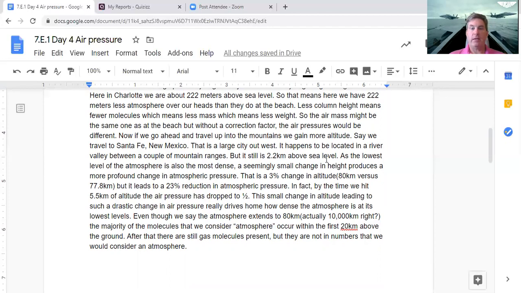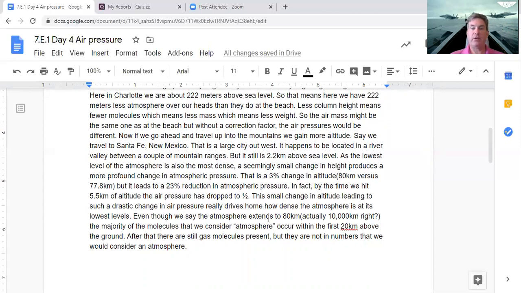So 80 kilometers is the whole thing. But by the time we go 5.5 kilometers into it, say 6% or 7% up the column, we've lost half our air pressure. This small change in altitude leading to such a drastic change in air pressure really drives home how dense the atmosphere is at its lowest levels.